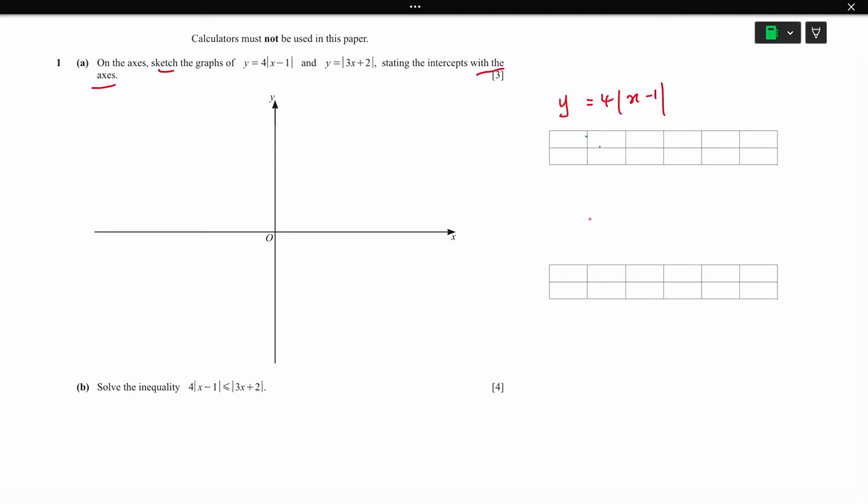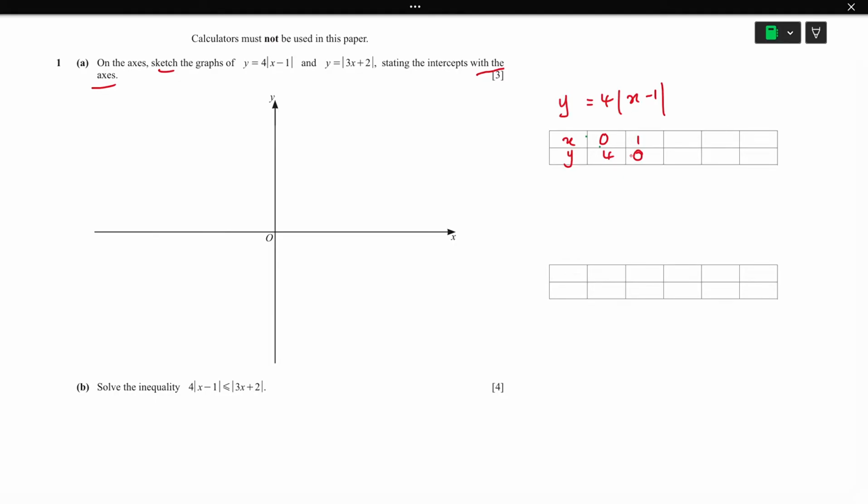So I'm taking some values. This is x, this is y. First I'll take x equal to 0. When I put x equal to 0, y equals 4 times absolute value of 0 minus 1, you get negative 1, and the absolute value gives a positive, so it becomes 4. Next, when you put 1, this becomes 0, so the entire thing is going to be 0.